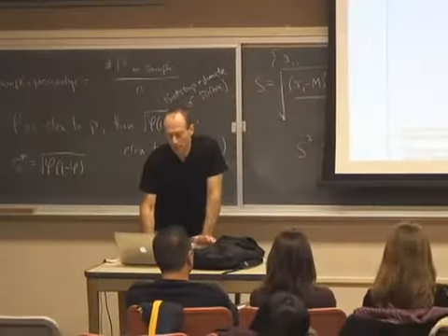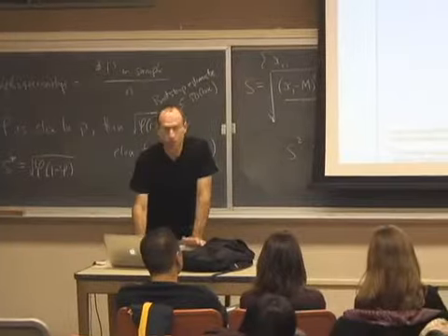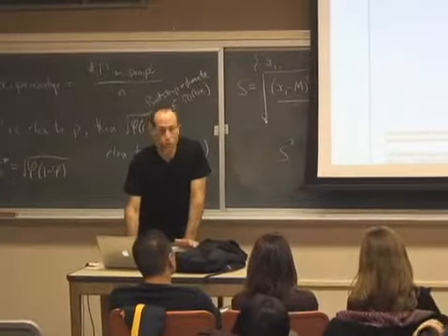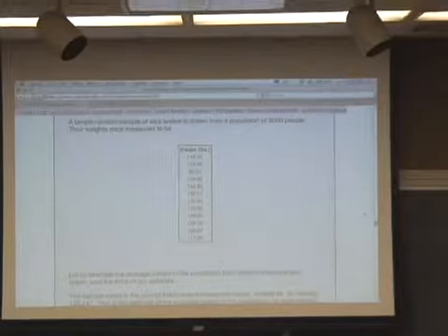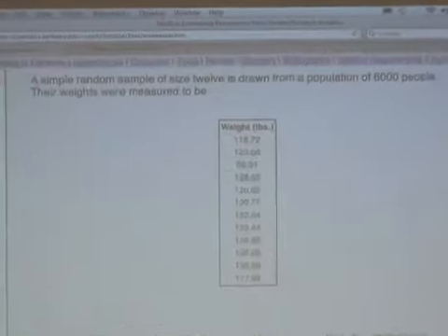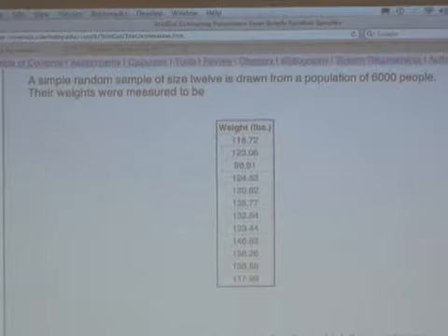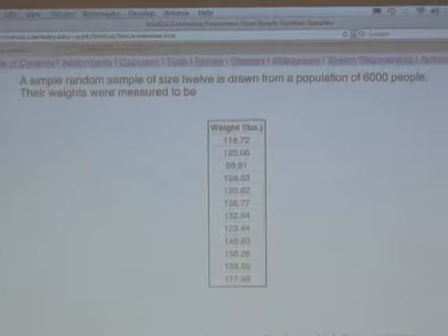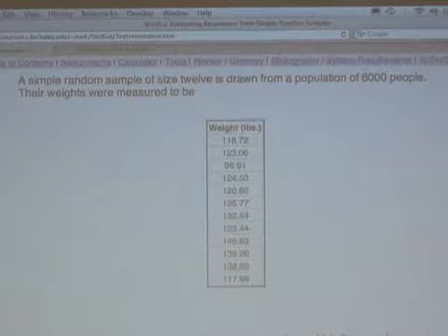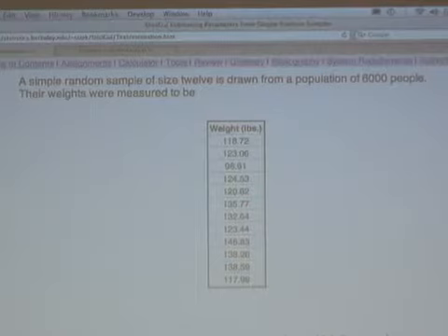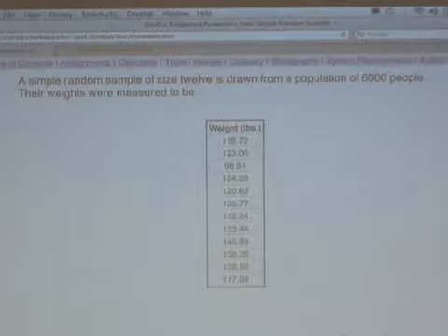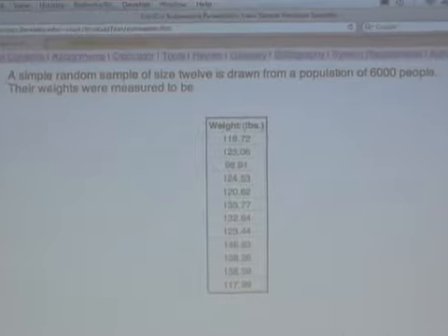Okay, we're looking at a population of 6,000 people. We've drawn a sample of size 12. Simple random sample. Does that mean with replacement or without replacement? Without replacement. Simple random sample is without replacement. Okay? If we have a box that has 6,000 weights in it, is that a 0, 1 box? No, right? Weights can be anything non-negative, right? Can't have negative weights, but other than that, we don't know a whole lot.